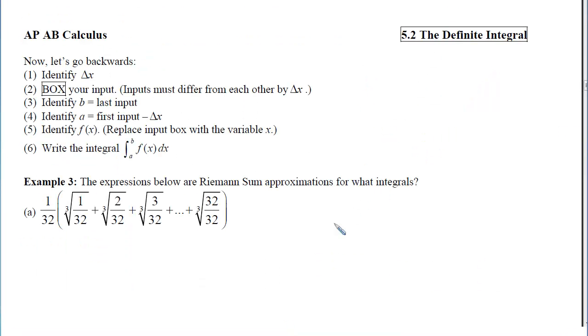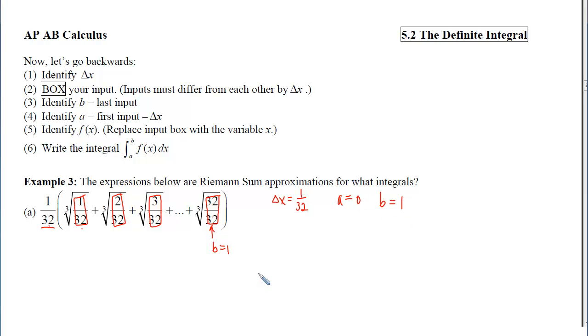If we look at example 3, identifying delta x, remember that is what's outside. So we have a 1 over 32 is my delta x. Next, we're going to look for inputs. We want things that differ from each other by 1 over 32. And we can see that that is these innards. If I identify my b now, it's the last input. So b will be 1. My a is the first input minus delta x. So my a is 0.